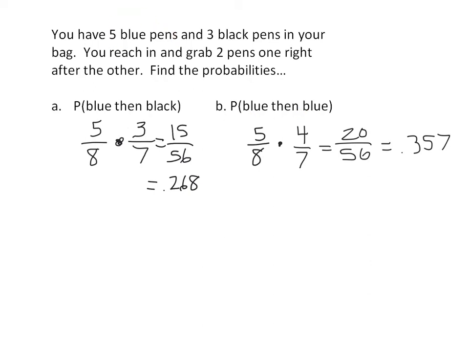Okay. Notice it's about 35 to 36% likelihood, which is a higher percentage because going for blue and then blue again, when there are more blue pens in your bag to begin with, means that you're more likely to get blue and then blue.